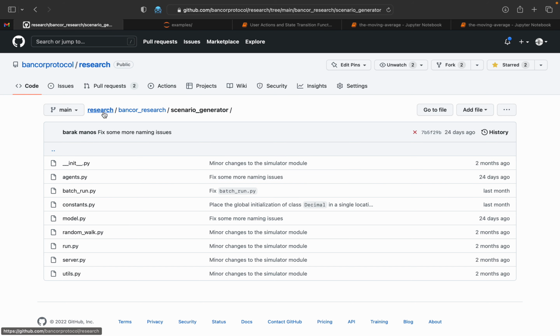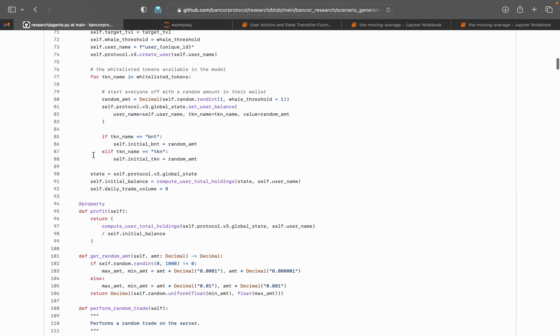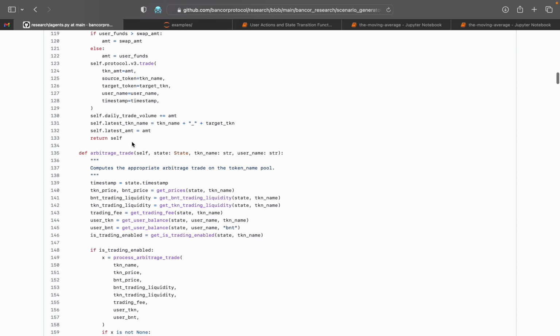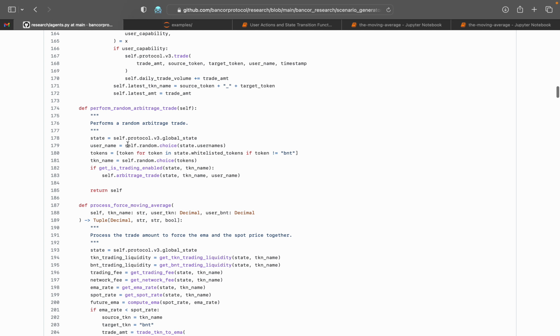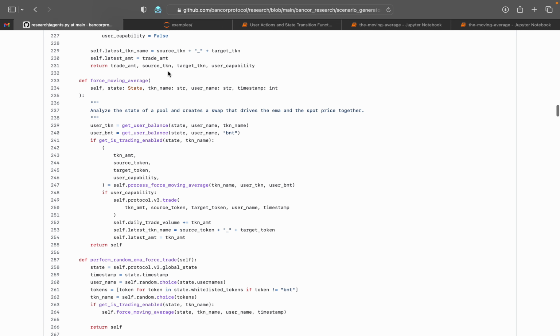So if you come into research, Bancor research and scenario generator, and you come into agents, you'll see within this class we've got a bunch of random actions that you can perform. So perform a random trade, an arbitrage trade, and we can do a force moving average, which is essentially the attack that Mark has been describing. These functions are pre-built and ready for you to make use of if you would like.